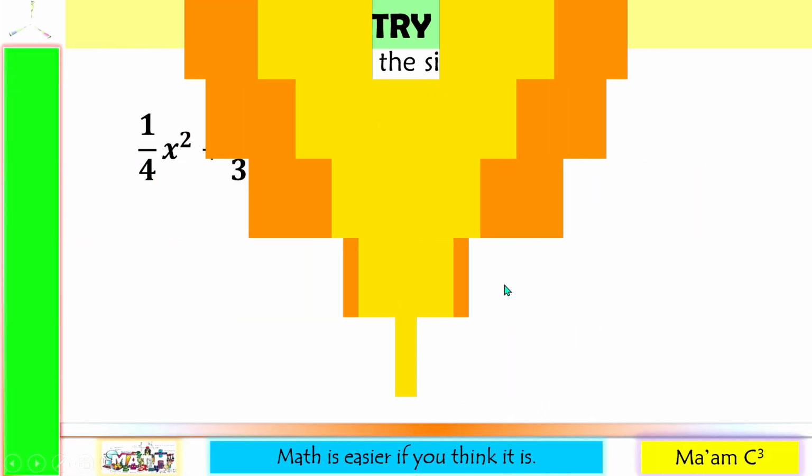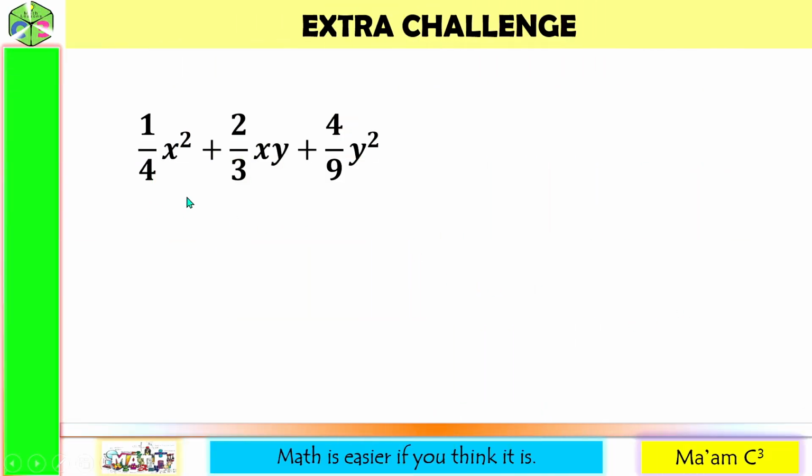Let us do an extra challenge. We have here fractions. Stick to the rules. Let us get the square root of the first term. The square root of 1/4. The square root of 1 is 1. The square root of 4 is 2. So the square root of 1/4 is 1/2. The square root of x squared is x. So we have 1/2 x.